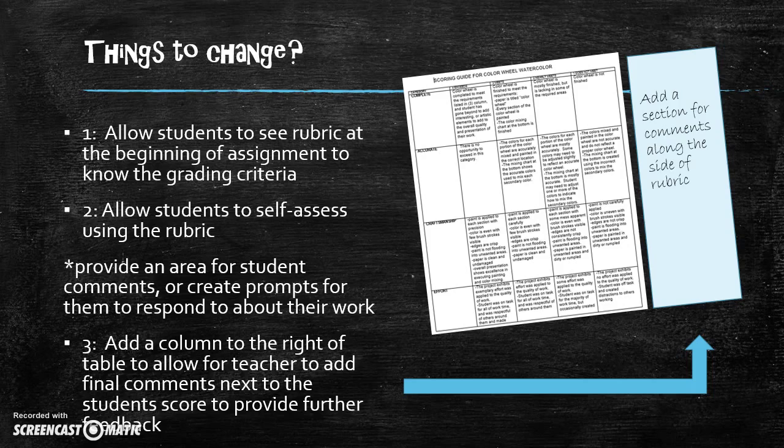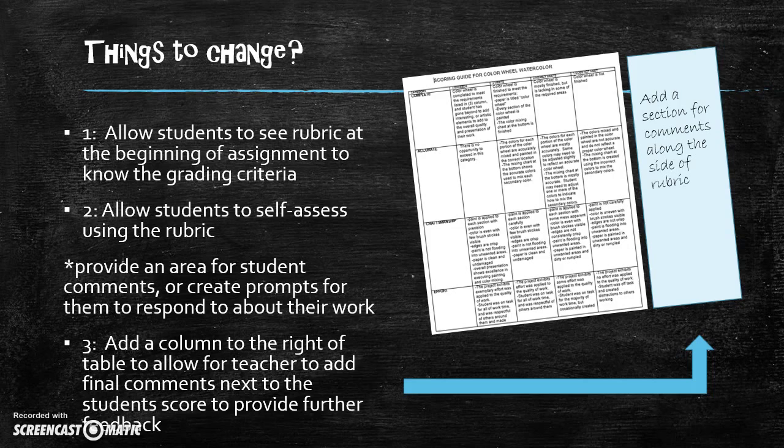Something else that I'd maybe like to try, going back up to number 1 there, is to let my students see the rubric at the beginning of the assignment to know the grading criteria. This might be a little redundant if they're already getting the grading criteria on their assignment sheet, but for some students that might make them feel like they have a little more control over their work.